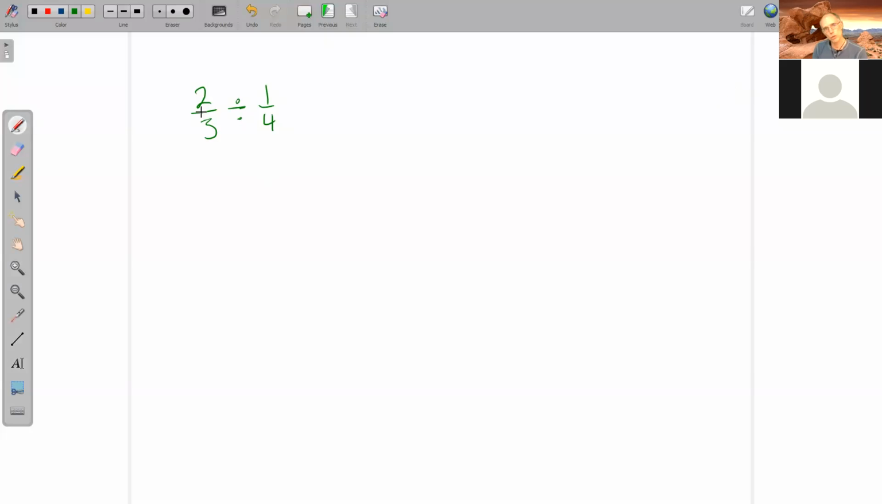All right, so 2/3 divided by 1/4. And I'm still going to go with the same thing, the groups in. So this means how many groups of 1/4 are in 2/3? So that's the question I got to answer.